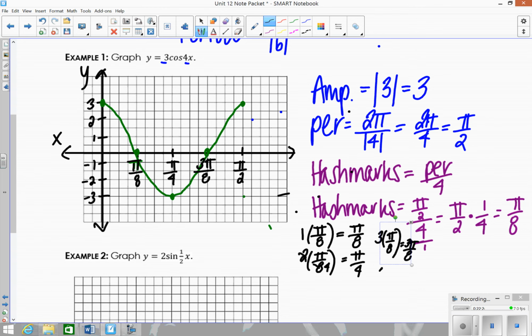And then the last one is 4 times pi over 8, which, cross that off, you get pi over 2. So that should always match the period. So that's how long it takes for one cycle to occur. So those are my markings. I should then just label this, and that will be it.